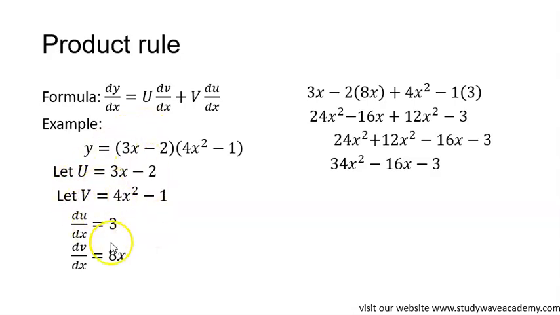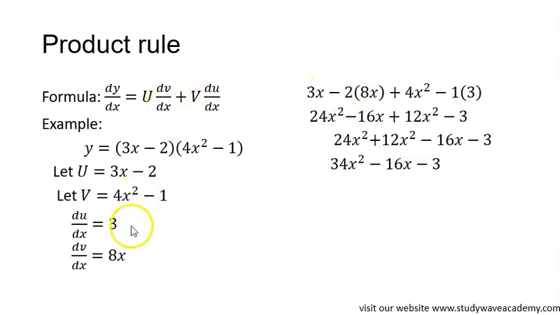We have gotten everything we need for our formula. We have u, we have v, we have du over dx, and we have dv over dx. So now we are going to substitute all those values into the formula. First we substitute for u dv over dx. U here is equal to 3x minus 2, so we have 3x minus 2 for u.